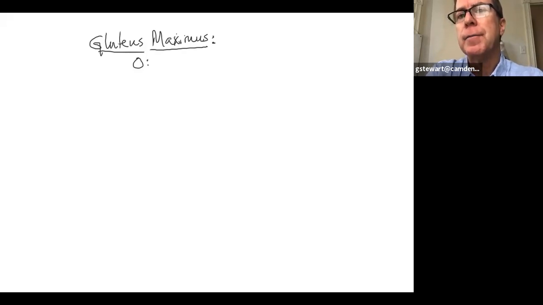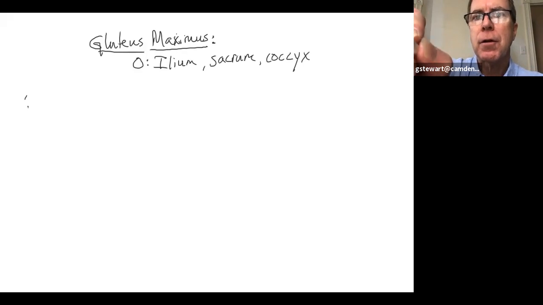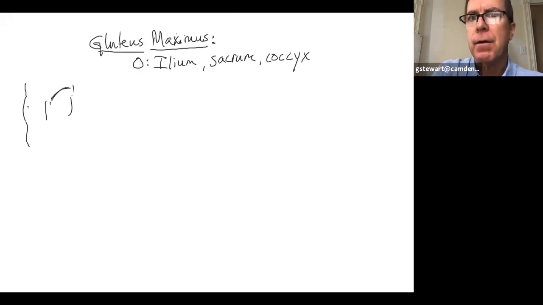The origins are ilium. I'm just going to write ilium. It's the backside of that iliac crest. Ilium, sacrum, and coccyx, which is the tailbone. So if I draw you a picture of somebody's backside here, the gluteus maximus muscle originates here, the backside of the iliac crest. You know that sacrum is that triangular shaped bone here, and then the coccyx is the tailbone. The origin for the gluteus maximus is all along that line like this, ilium, sacrum, coccyx.